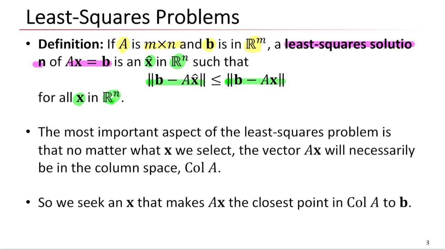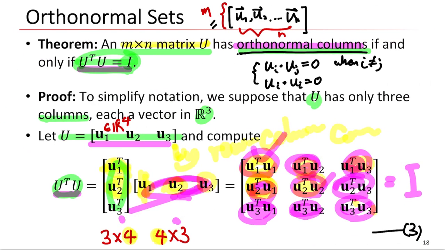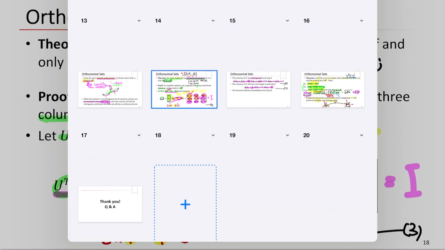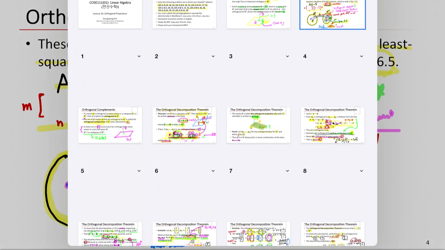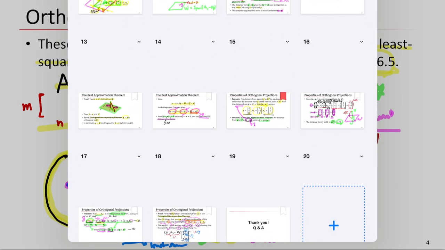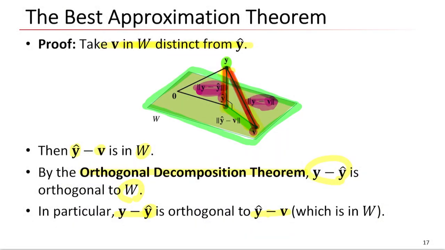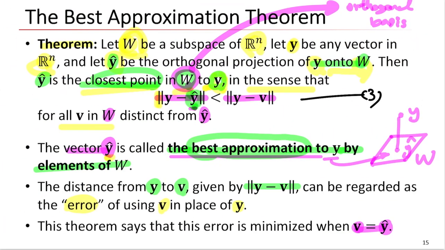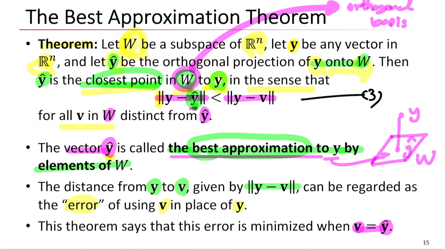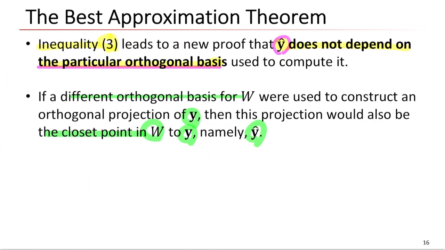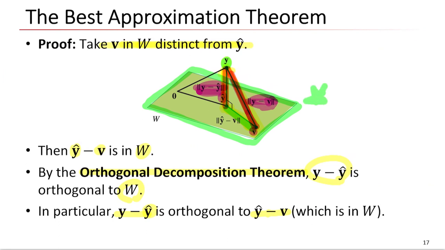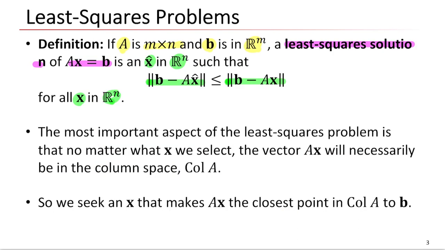Actually, we already saw this theorem in the lecture 10, the best approximation theorem, right? In the best approximation theorem, we already know this y hat, the orthogonal projection of y onto the W space, is the closest point, because of this figure, right? We already proved this one. Actually, today's definition is exactly the same as this one, right?